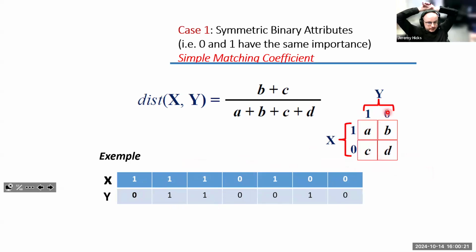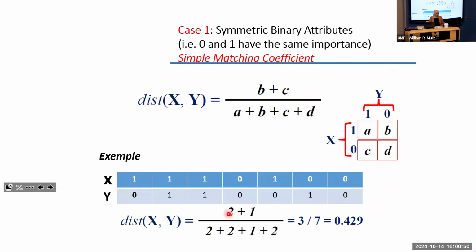We start with A, which is double 1, which is only 2. Then the double 0, which is D, we have 1, no, there are 2 of those as well. Sorry, there are 2 Ds as well. And C, which is 0,1. So we keep counting with this concept. Now what we get is 2 plus 1 divided by 2 plus 2 plus 1 plus 2, which is going to give this value.